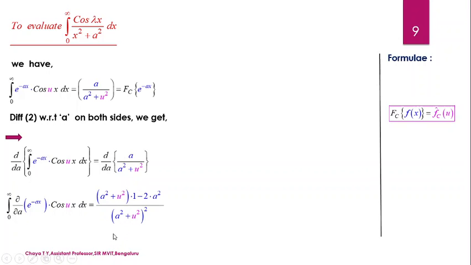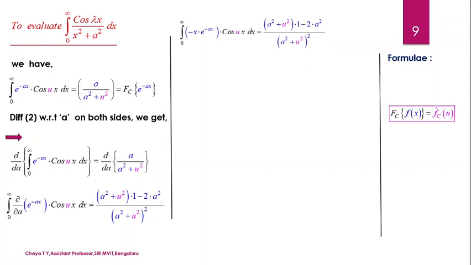Now for the RHS, we use the quotient rule. According to the quotient rule, I have (a² + u²) the whole square, the denominator squared. Now consider the numerator: write down the denominator a² + u², then differentiate the numerator with respect to a. The derivative of a with respect to a is 1. Minus, I write down the numerator a into the differentiation of the denominator, which gives 2a. When I simplify, it gives me minus 2a².